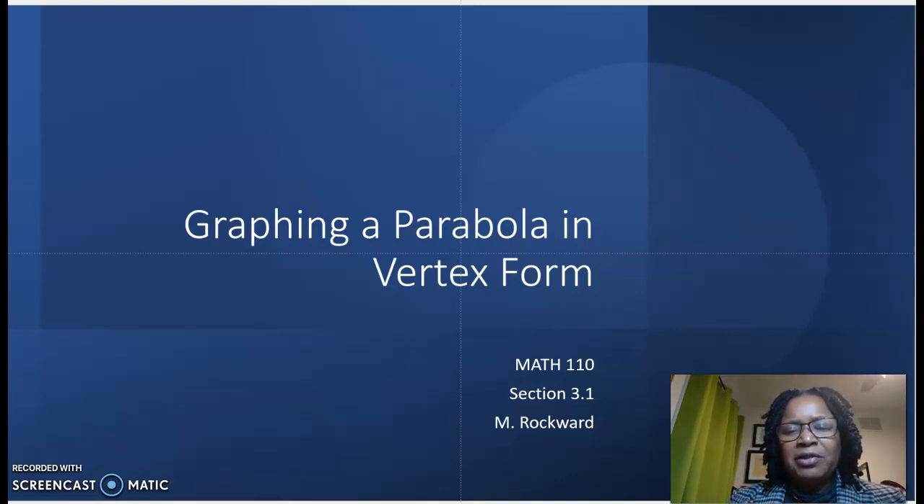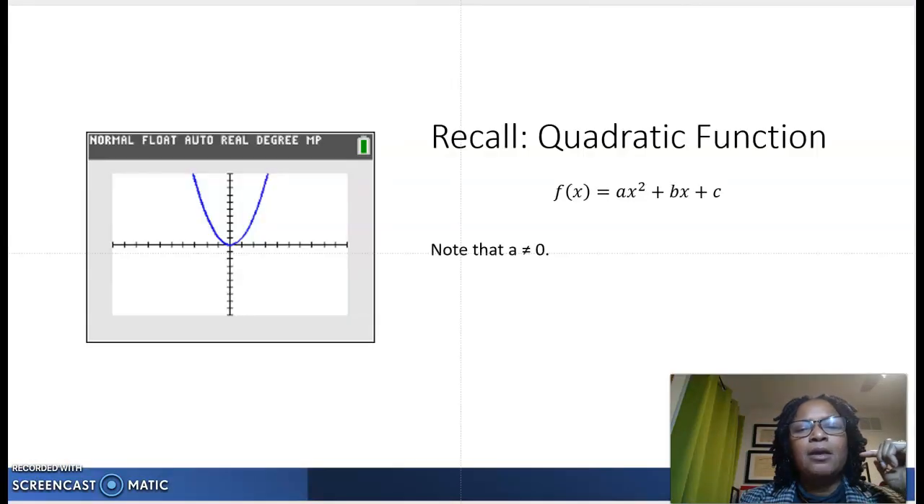Graphing a parabola in vertex form, section 3.1. Recall the quadratic function f of x equals ax squared plus bx plus c, where a is not 0. Remember that the shape of the graph for a quadratic function is a parabola.